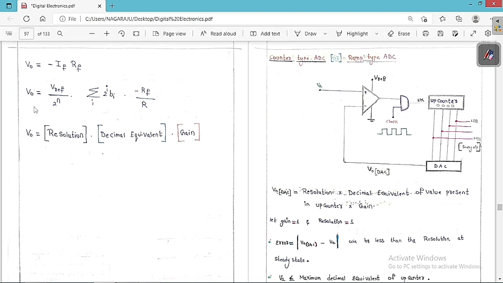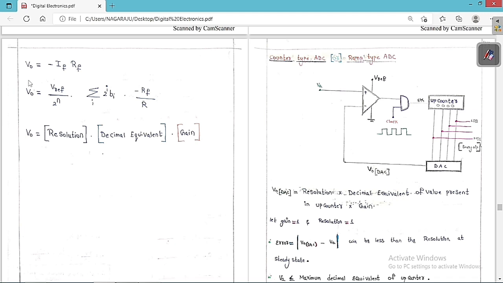But what is V0? Just now we have seen what V0 is. 0 minus V0 is equal to IF into RF. So V0 is equal to minus IF into RF. So we know the value of IF.